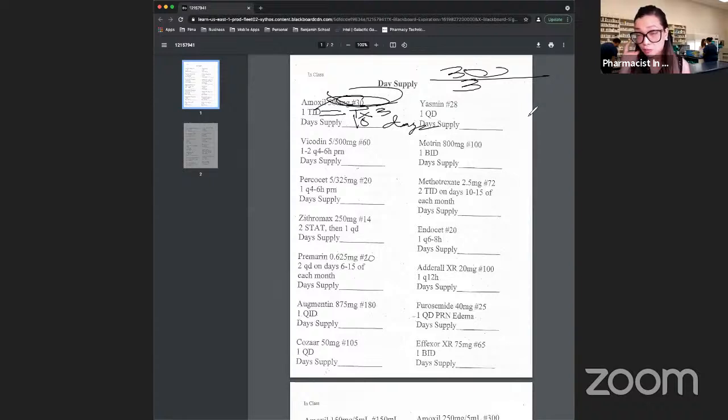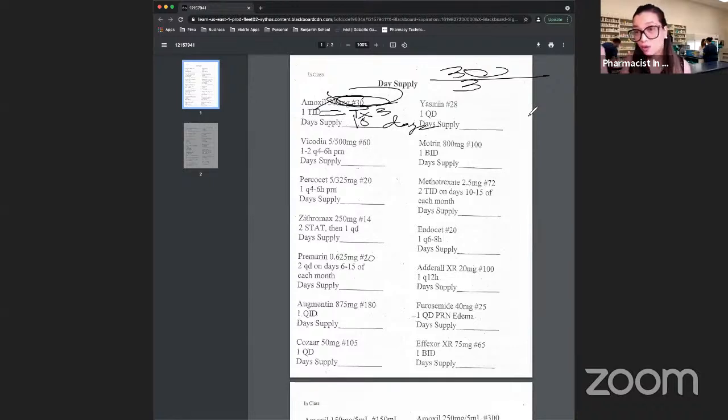You have to know the most commonly used abbreviations for SIG. I've been telling you this from the beginning, right? BID, TID, QID, QD, QOD. QD, QOD, and QID, according to the TJC, should not be used anymore. Why? It may cause confusion and medication error. QD is every day. QOD is every other day. And QID is 4 times a day.